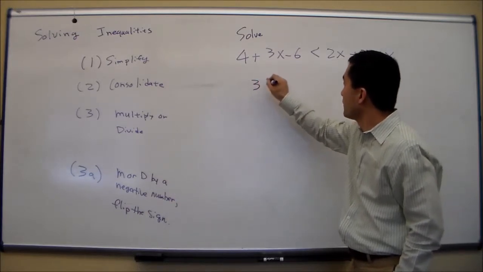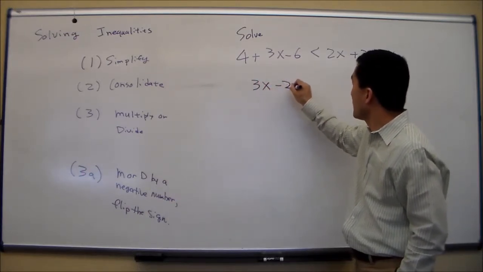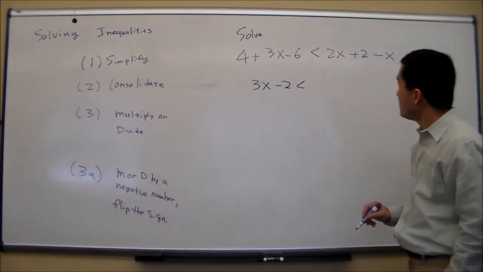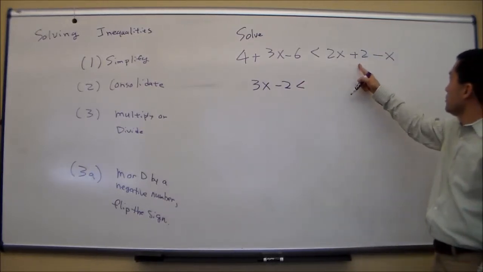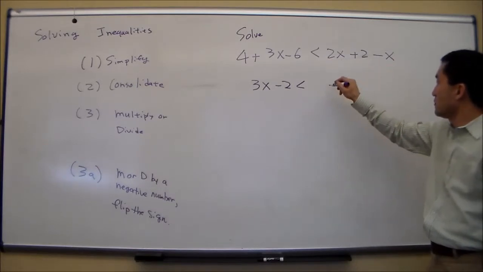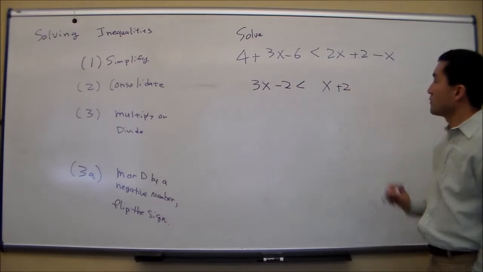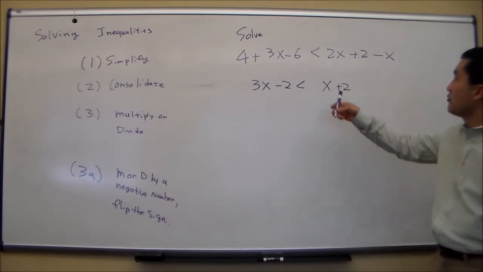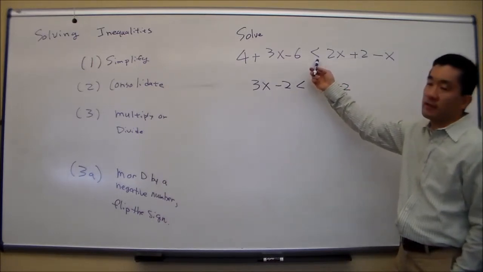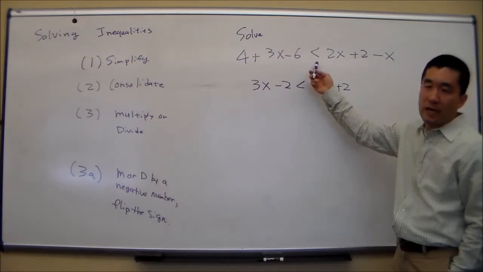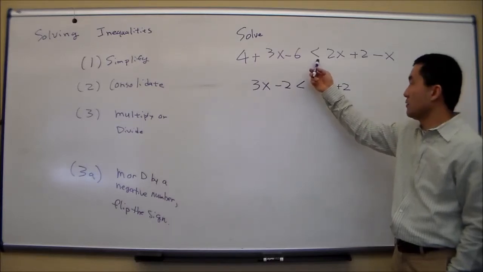Less than 2x plus 2 minus x, so 2x minus x, so that's 2 minus 1, just 1x, which we don't write the 1, plus 2. As you can see, I'm treating the inequality sign as if it's an equal sign. I don't have to worry about that for now.